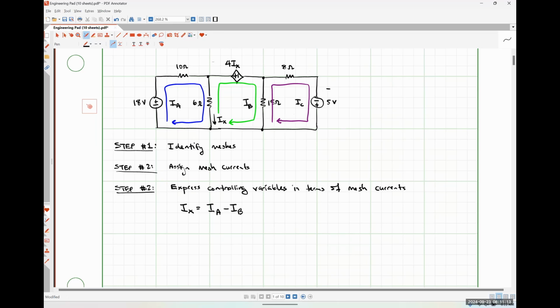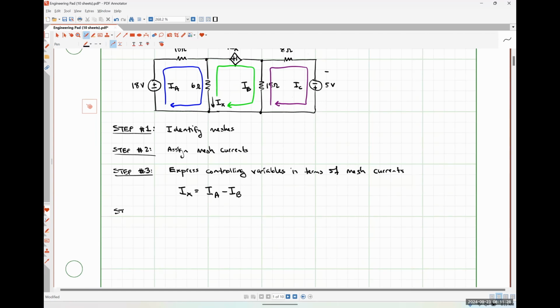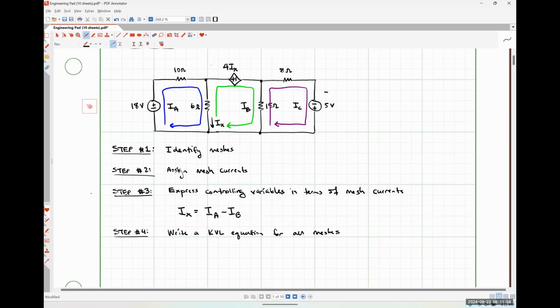Okay. So there's our third step, and that 3 doesn't look enough like a 3 for me, so let me just rewrite that. Okay. So there's our third step. Our fourth step is going to be to write a KVL equation for all, actually, I was going to say for all loops, but let's be more specific here, for all meshes. So we're going to apply KVL around mesh A, then around mesh B, and then finally around mesh C in order to set up our system of equations.